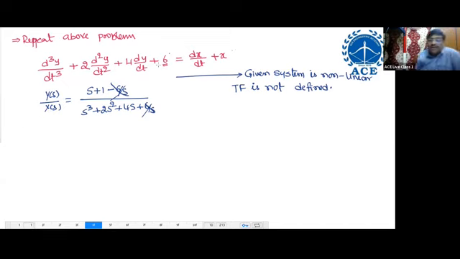So whenever constant terms like this are there, we cannot write the transfer function, because we cannot include it as an input term, and we cannot include it in the output term. So that's why we cannot write the transfer function. Simply, it is a non-linear system. Okay. Next one.